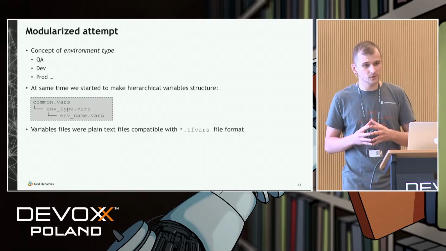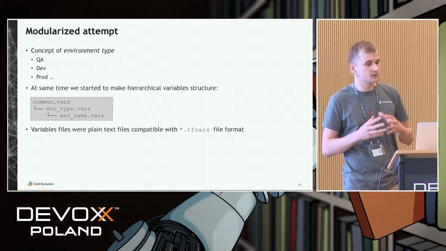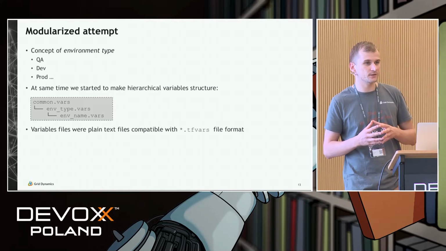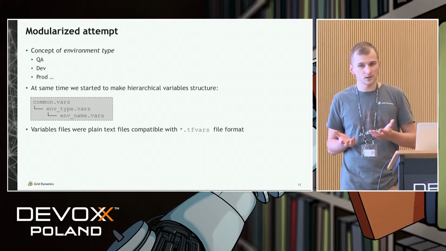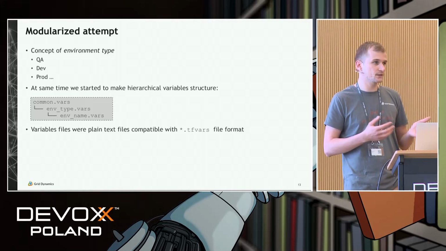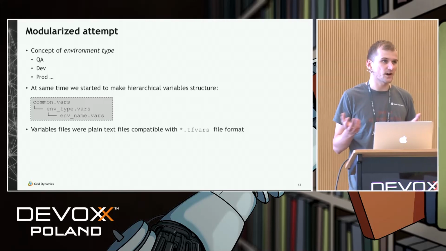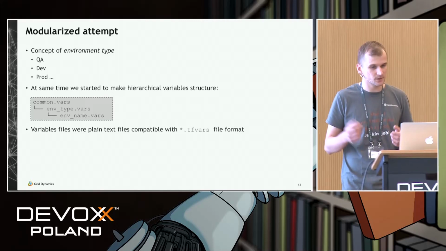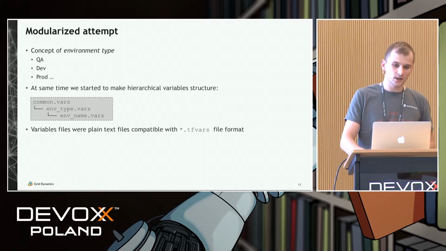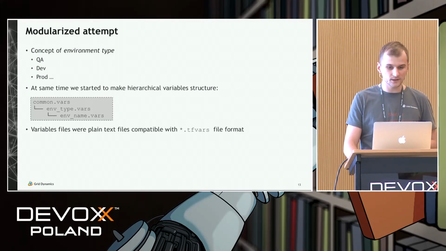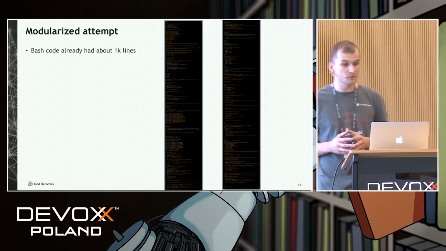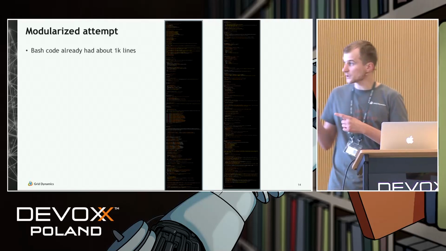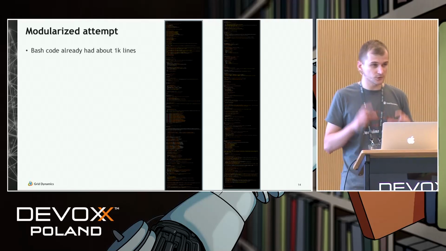And those variables files were nothing more than plain text files compatible with the TF-vars file format. What does it mean? It means this is more or less a key value file, because it was key equals value, sometimes a hash map, something like that. And how did it end with that modularized attempt? Well, it ended with about 1,000 lines of code. There's the scale, so you can compare it. Previously, it was the small screen.